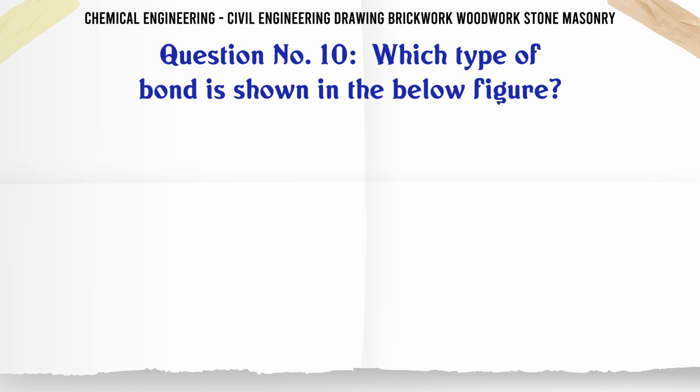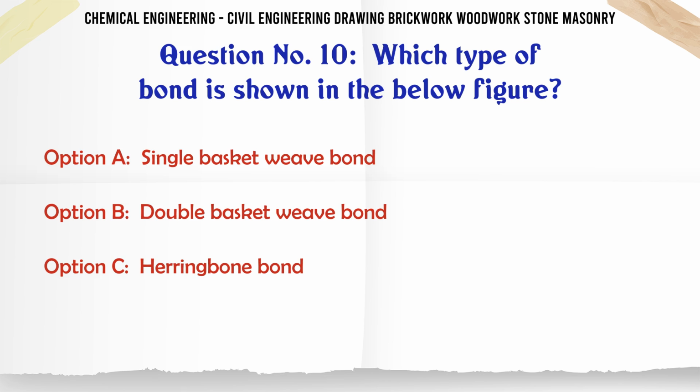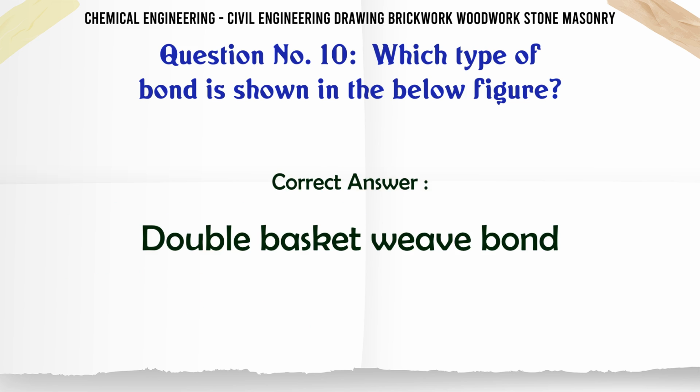Which type of bond is shown in the below figure? A. Single basket weave bond. B. Double basket weave bond. C. Herringbone bond. D. Della Robbia bond. The correct answer is double basket weave bond.